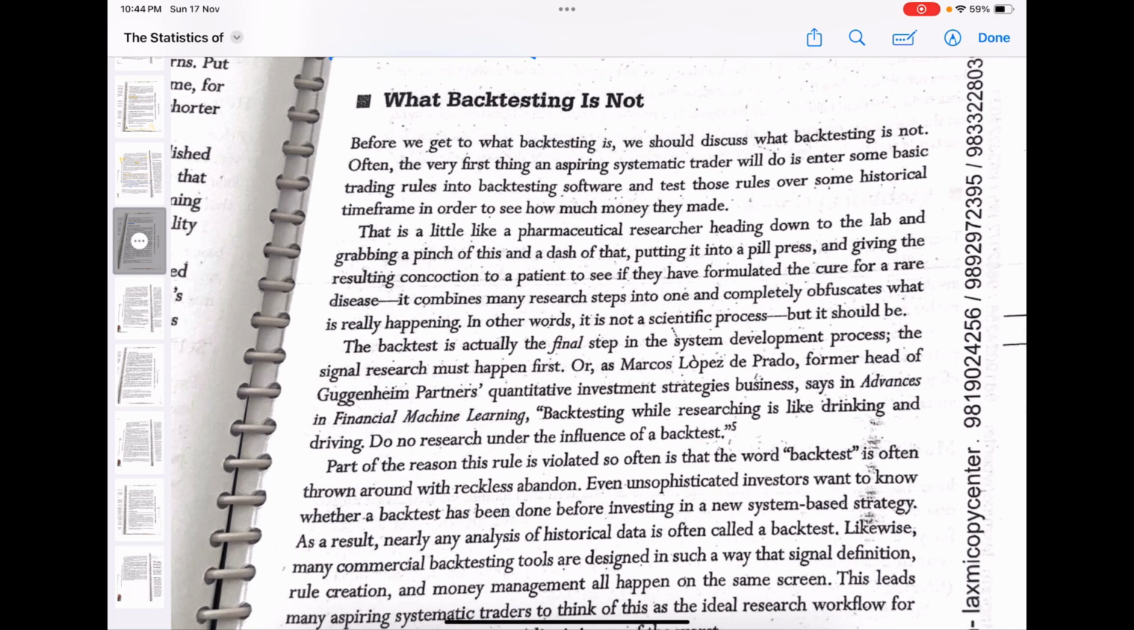Now let's talk about a very interesting concept. We know what backtesting is, right? At least we assume that we know what backtesting is. But what backtesting is not. So before we get to what backtesting is, we should discuss what backtesting is not.